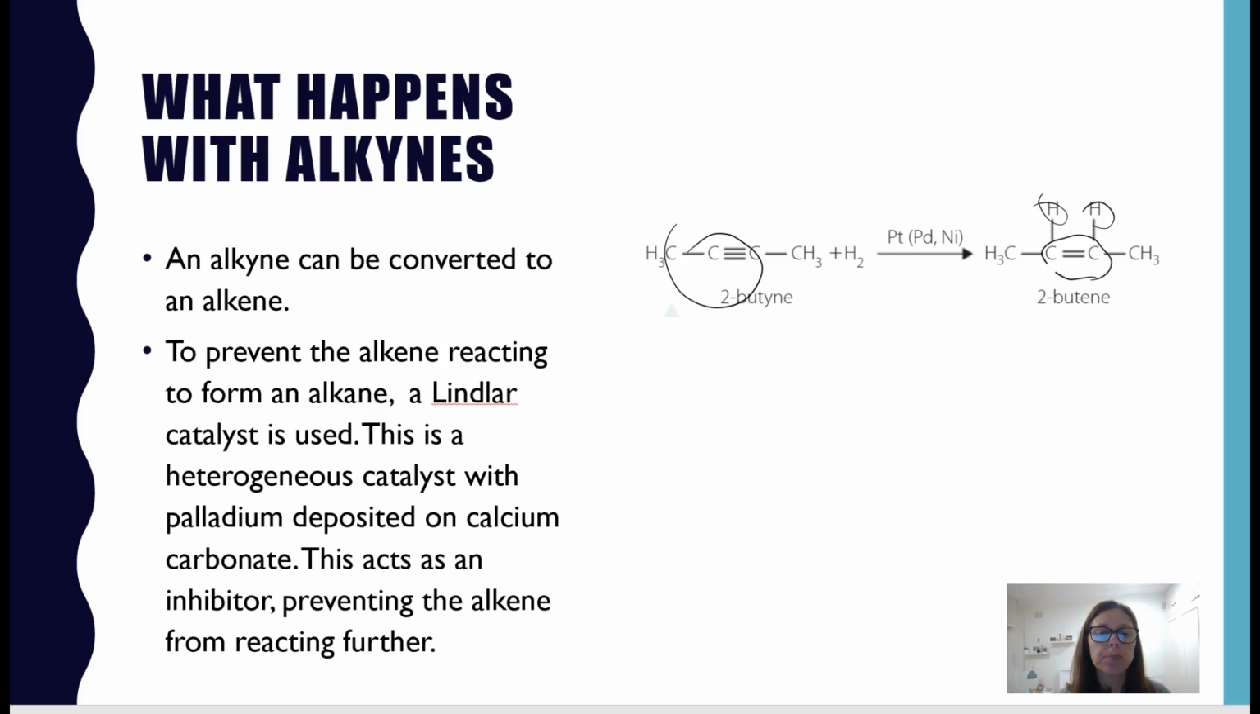To prevent that alkene continually breaking down and going into an alkane, we use a Lindlar catalyst, and that's a catalyst with palladium, as I said before, but it's deposited on calcium carbonate, and that's an inhibitor, so it'll only break that once. It'll prevent it from reacting further and going into that alkane reaction.